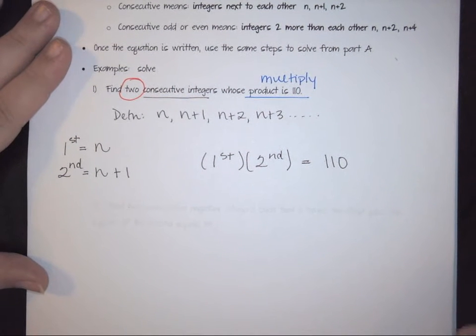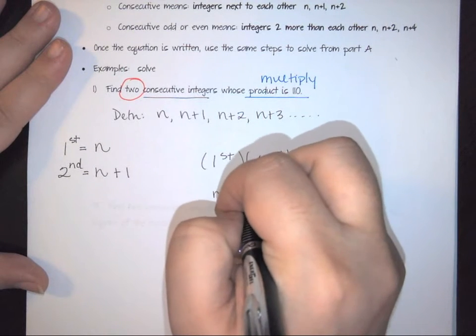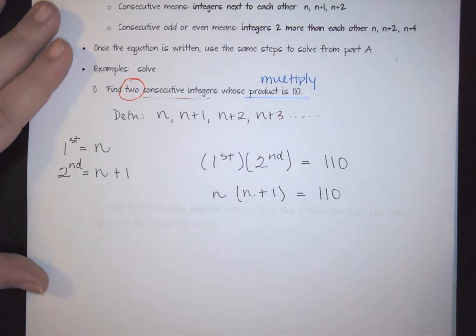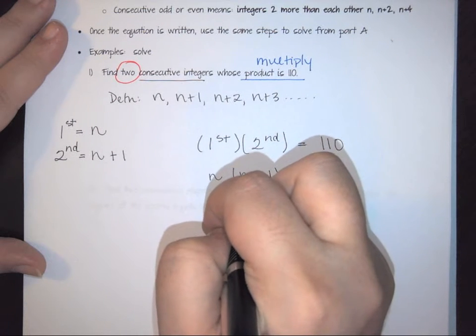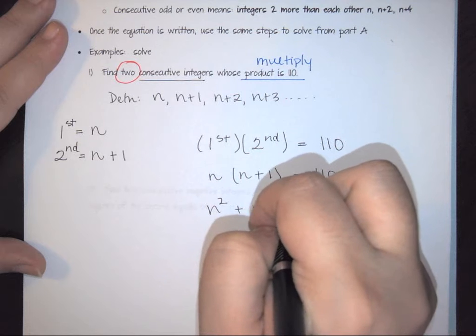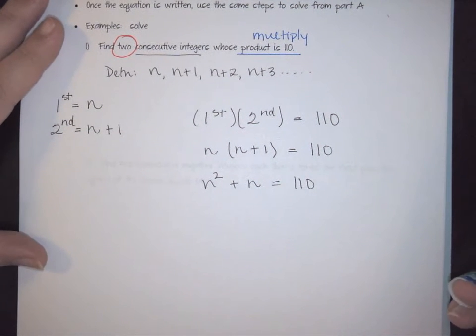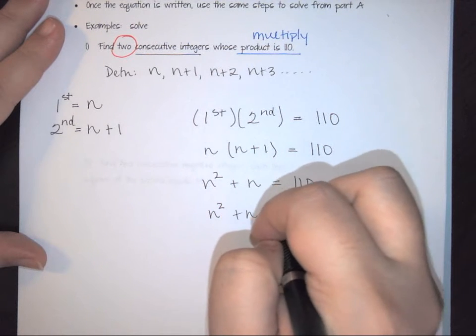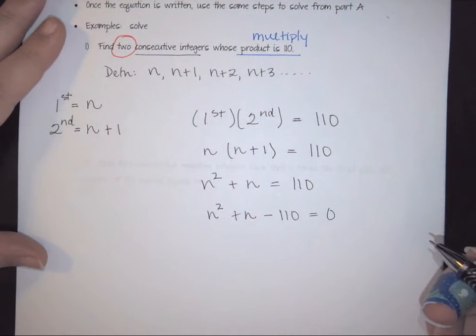So here, in order to do that, you need to substitute n. So this is going to end up being n times n plus 1 is equal to 110. Distribute that n through so we can solve. We end up with n squared plus n equals 110. We need to use standard form, so that means move the 110 over, so this becomes n squared plus n minus 110 is equal to 0. And now I need to solve.